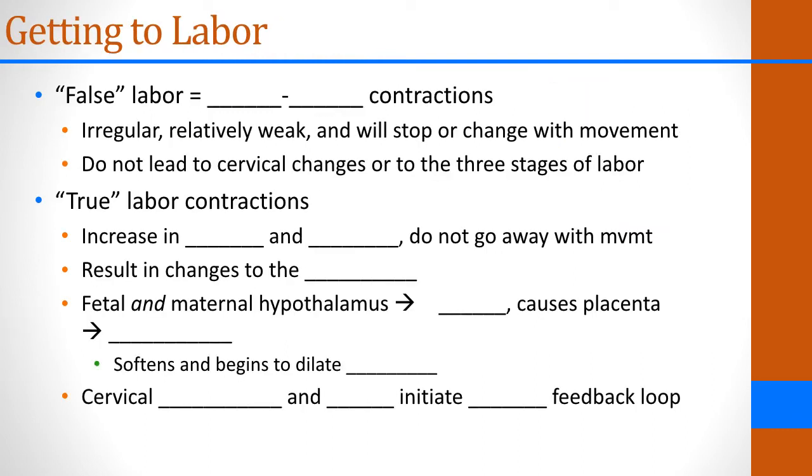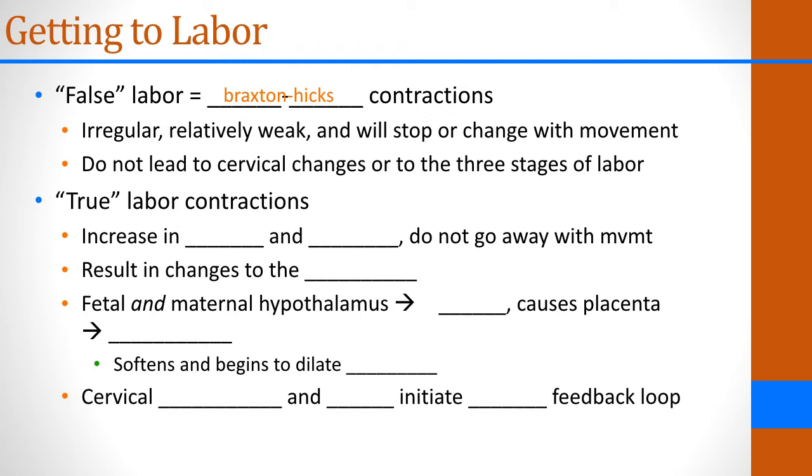So two types of labor, false labor and true labor, occur. False labor, which is also known as Braxton-Hicks contractions, is defined by the fact that the contractions are irregular and relatively weak, and they will stop if there's a change in movement or position. These do not lead to cervical changes or to the 3 stages of labor. They're basically just considered spasm of the uterine muscle.